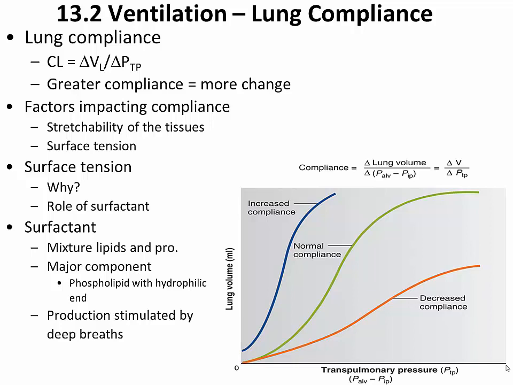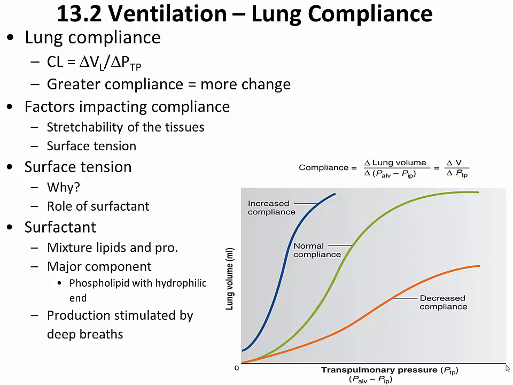In other words, when you change the pressure within any object, let's say a balloon, how much change in volume do you get? A balloon with high compliance, as we said in the circulatory system chapter, if you blew a little bit of air into it, it would expand very quickly. A balloon with very low compliance, you'd have to blow into it very hard to get any change in volume at all. So the greater the compliance, the more change in volume you have when you change the pressure.